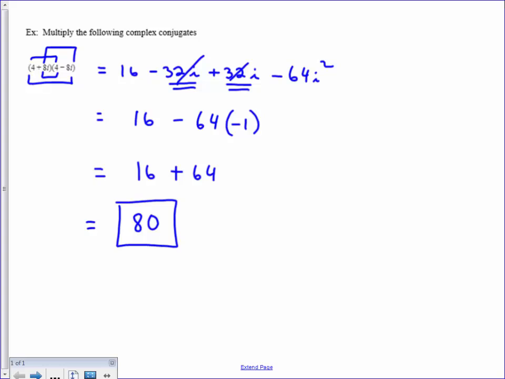The reason being is that these two terms will always cancel out since we have opposite signs but same numbers above. And then here you would always get an i squared, and so that i squared would change to a negative 1, leaving no imaginary pieces in my answer.